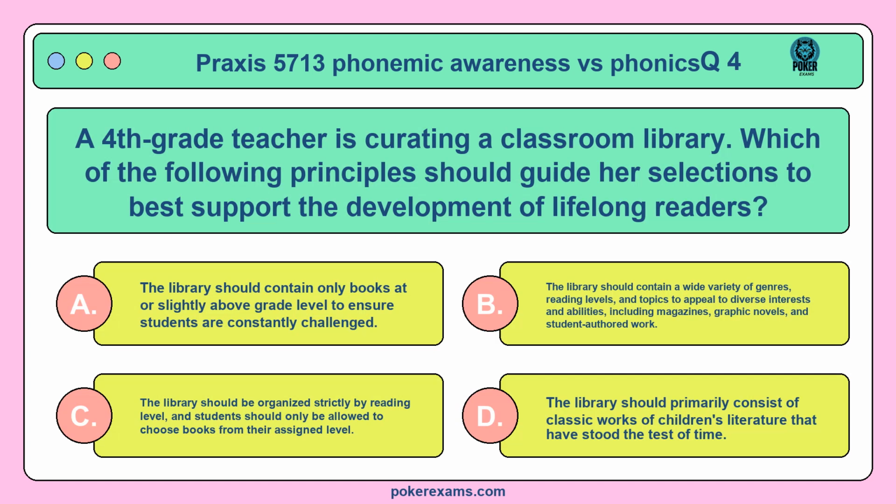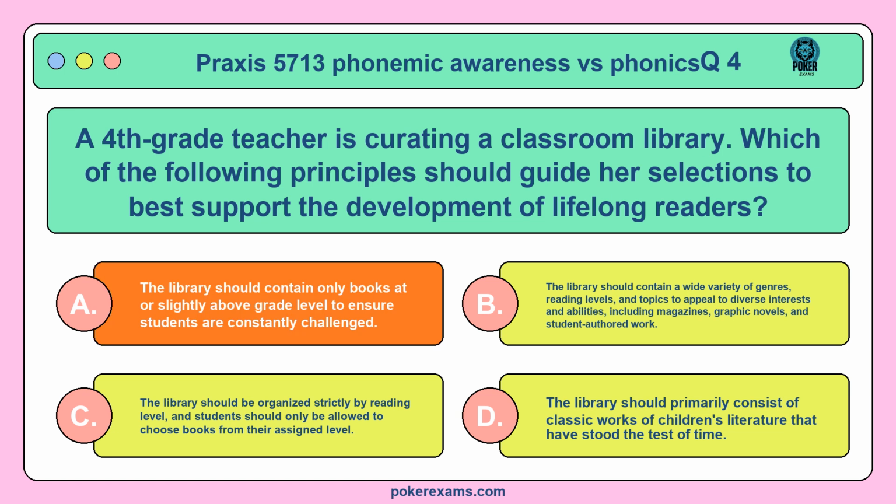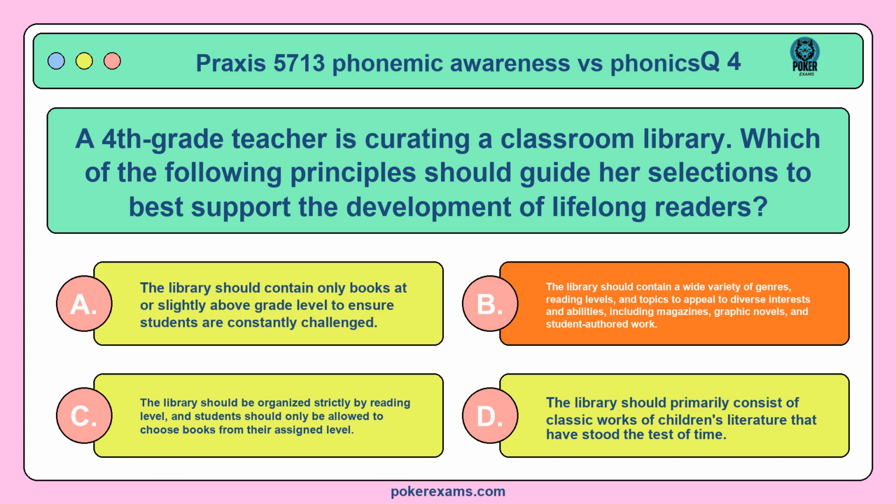Question 4. A fourth grade teacher is curating a classroom library. Which of the following principles should guide her selections to best support the development of lifelong readers? Option A. The library should contain only books at or slightly above grade level to ensure students are constantly challenged. B. The library should contain a wide variety of genres, reading levels, and topics to appeal to diverse interests and abilities, including magazines, graphic novels, and student-authored work.